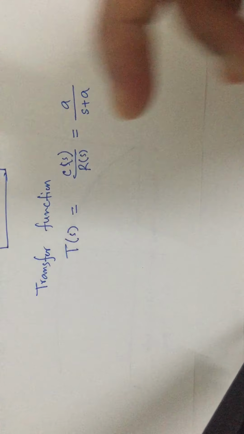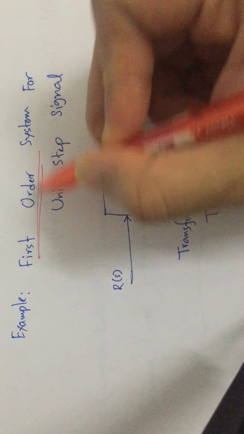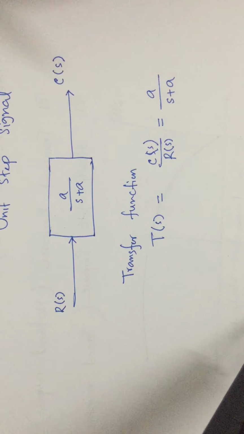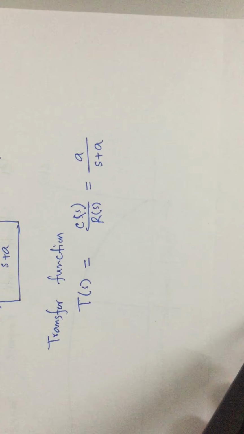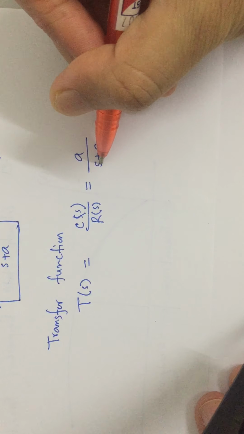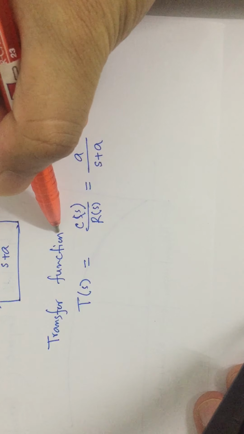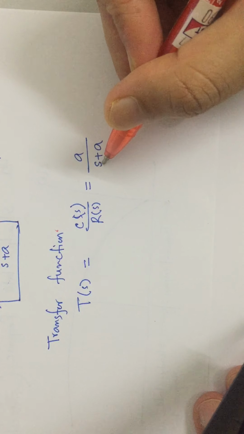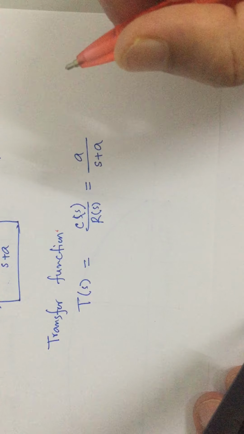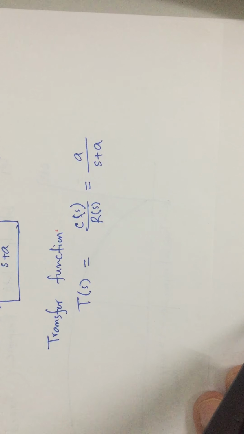So now come back to the definition. What is a first order system? A first order system is when, in the transfer function, the maximum power of S at the denominator is 1. Then we can call it a first order system.